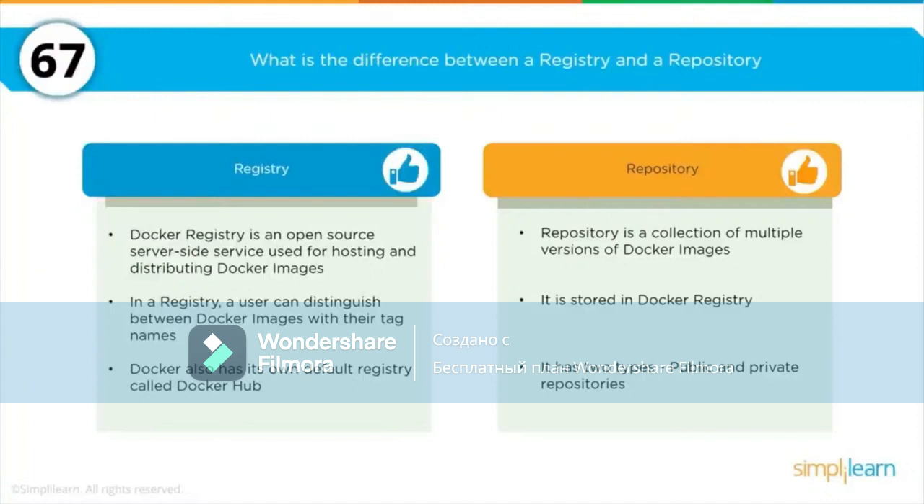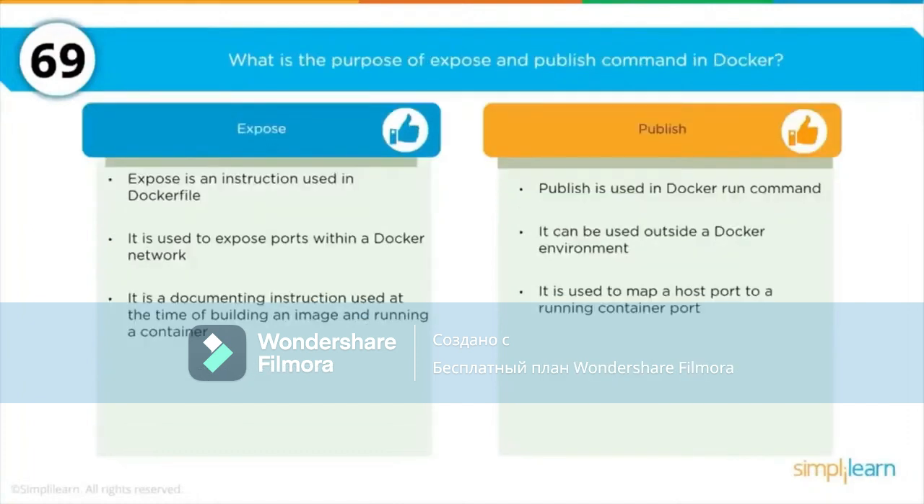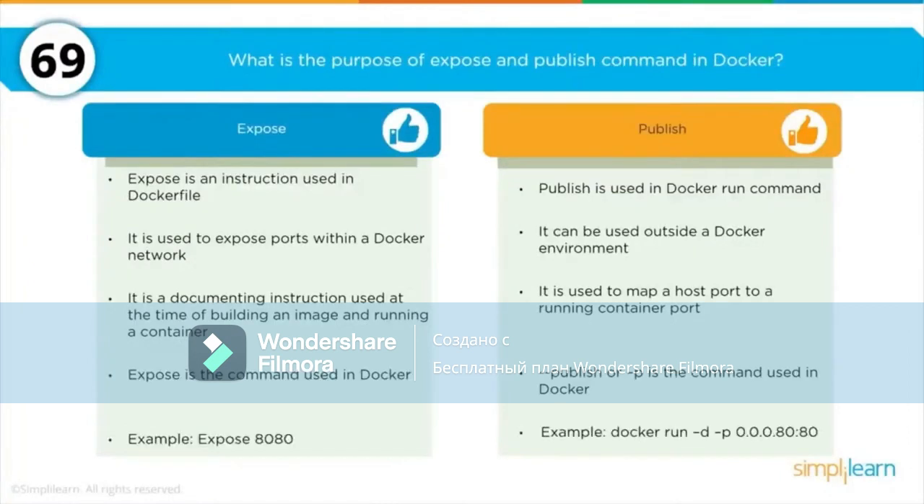What is the purpose of the EXPOSE command? The instruction EXPOSE is used within a Docker network, whereas the publish flag is used on the Docker host. It is used to map host ports to container ports, for example with the -p flag, such as -p 80:80.